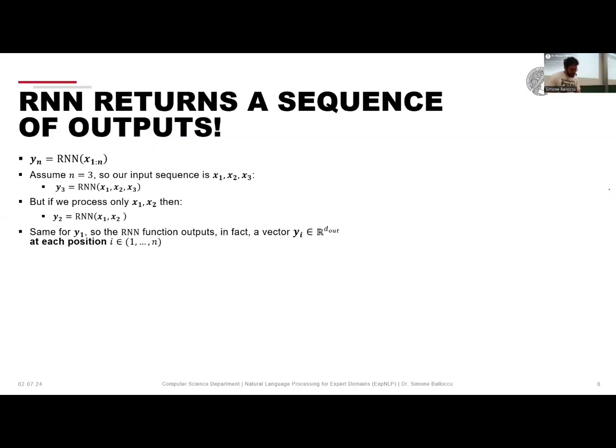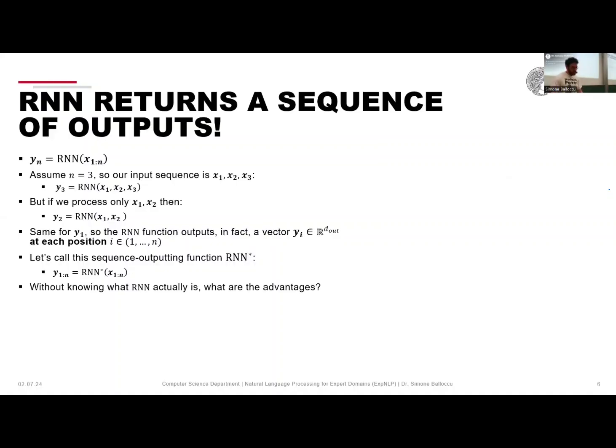So, in fact, the RNN function outputs a vector yi at each position, and that's the thing. So let's call this sequence-outputting function RNN star, RNN asterisk. So we're going to say that y1 to n is this generic RNN star applied to the whole sequence, but without knowing anything about the RNN. We don't know how it works, we don't know how it's implemented.